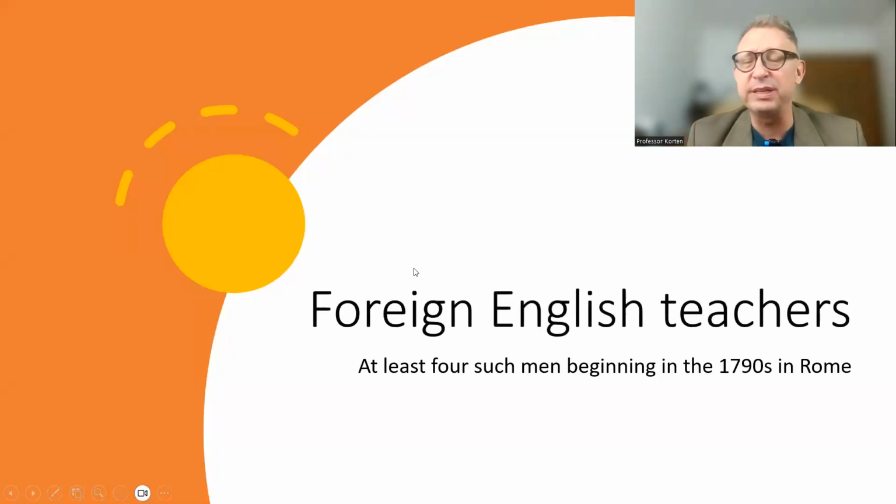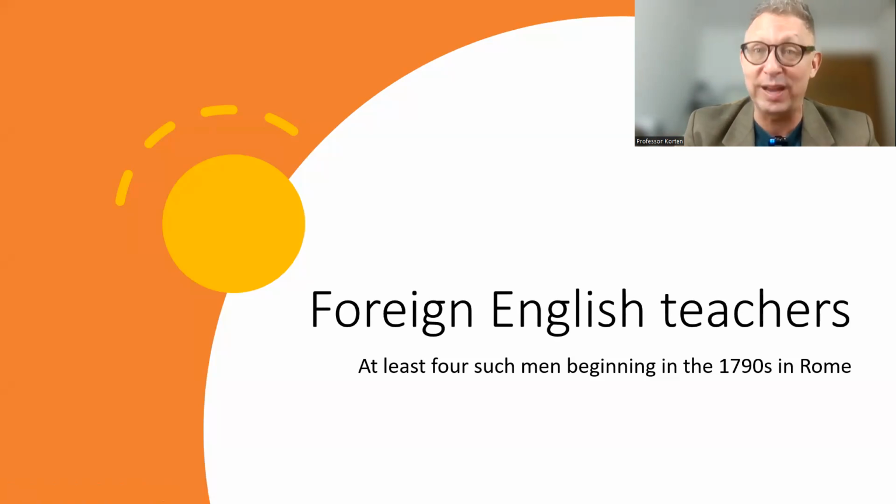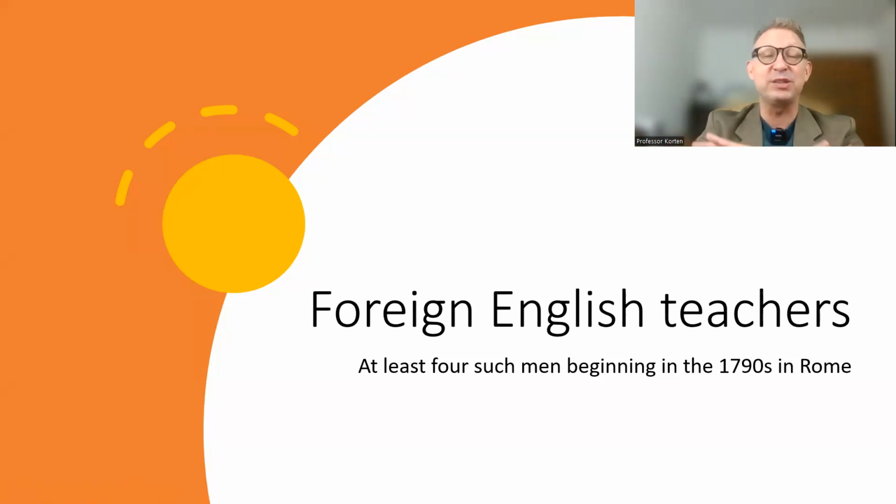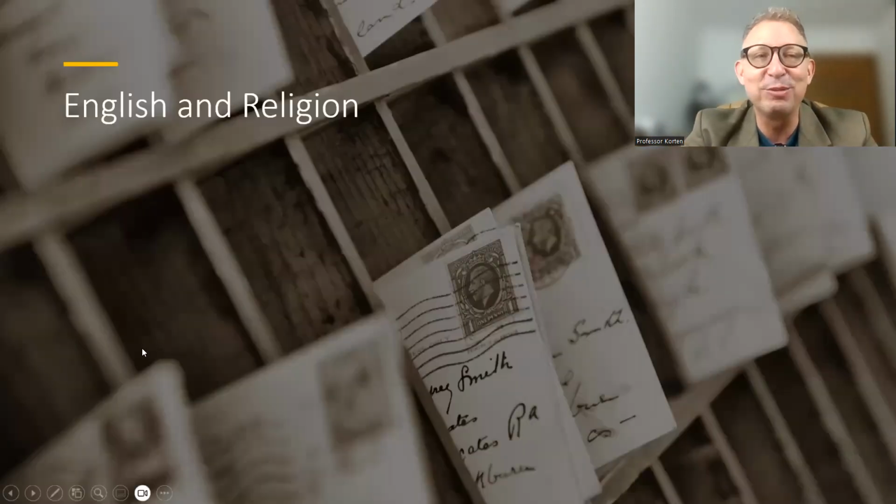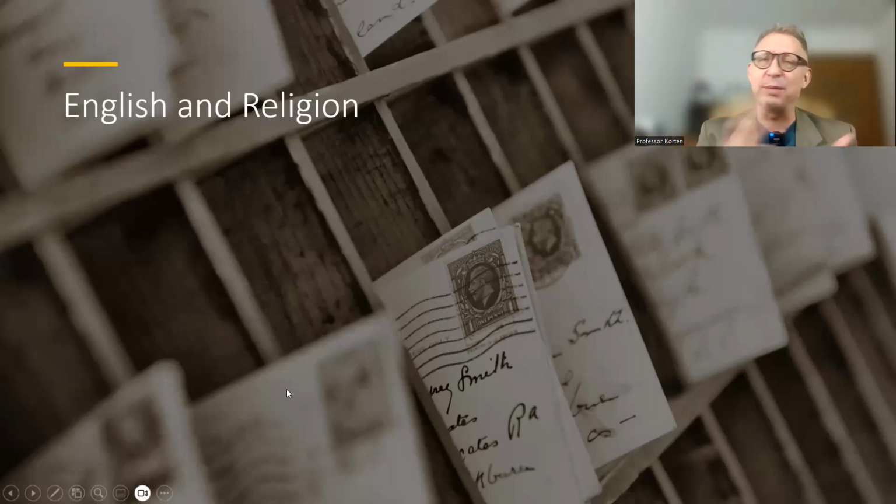I found in my research on a previous book at least 4 men in Rome, Italians, teaching English in the 1790s, which I think should be very heartening for Donatella to know that there are some Italians who are very, very good. Obviously, there are many Italians who are great in English. But in the 1790s, when very few foreigners knew English, there were 4 Italian teachers teaching English, which I think is quite interesting.